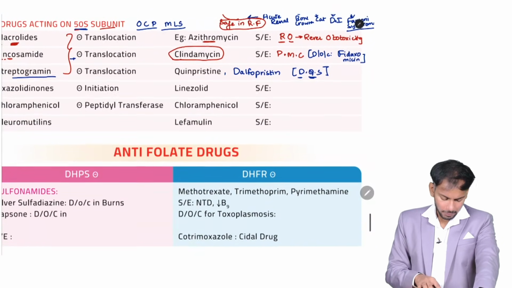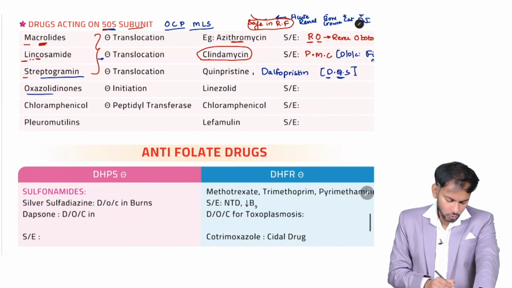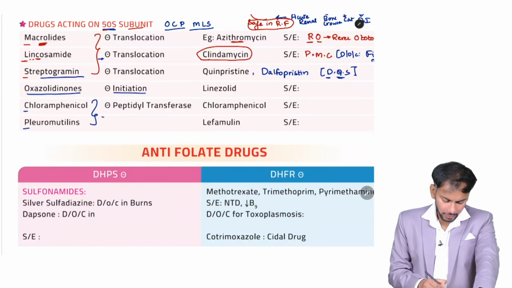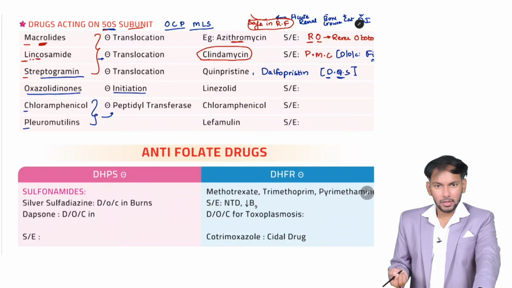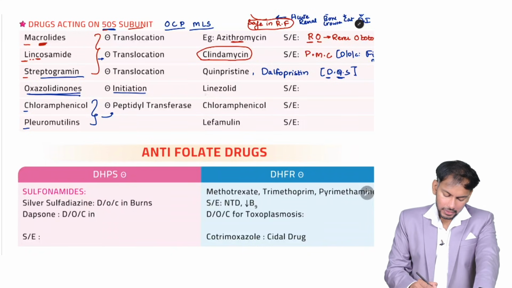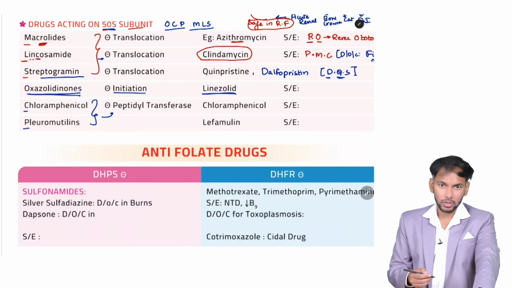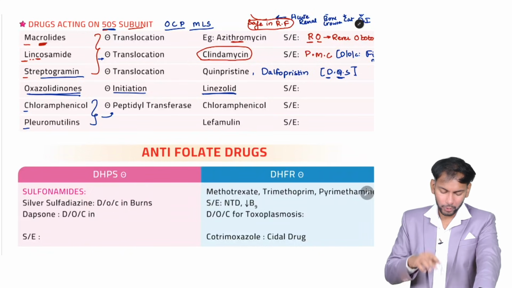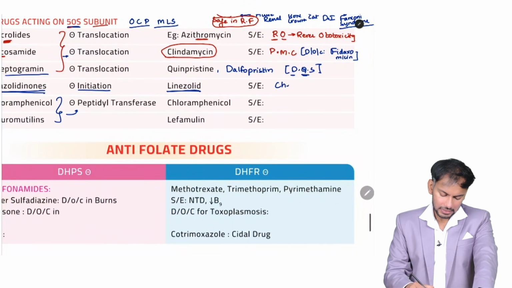Now, coming to OCP. OCP means oxazolidinones. It blocks the initiation. C and P, chloramphenicol and pleuromutilins, will block peptidyl transferase. Now, what is oxazolidinone? It is linezolid. What are the side effects of linezolid? Not really important, but one thing I want you to remember is it can cause cheese reaction.